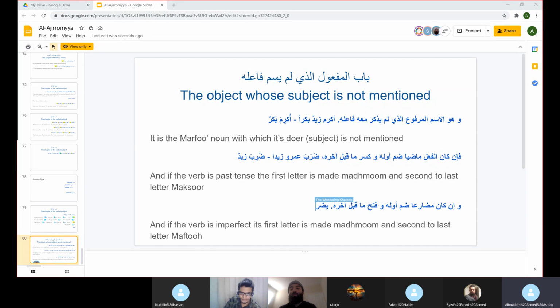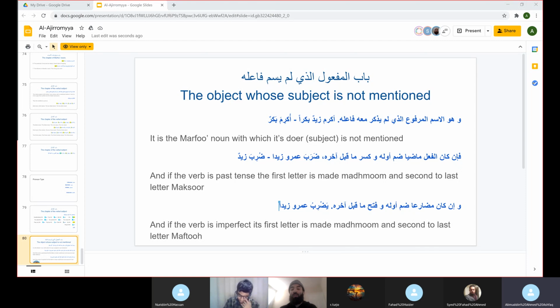For example, I'll give you the same example. By default, يضرب, the first letter has a fatha, Dha has a sukun, and Ra has its kasra, right? يضرب أمر زيدا. Now we want to make it, in Arabic we call it bina majhul or bina maf'ul. We want to make the verb such that its subject is ambiguous. How do we do that?